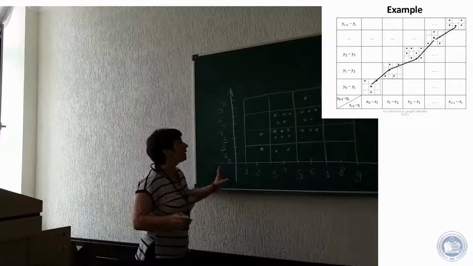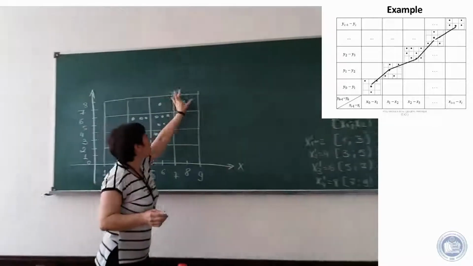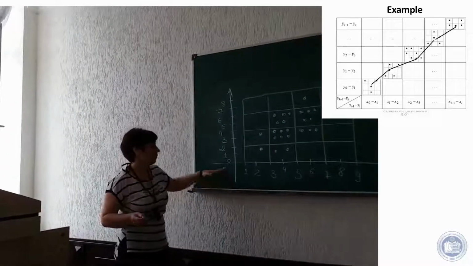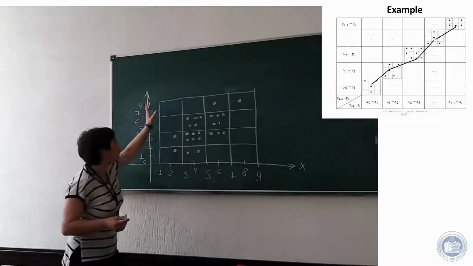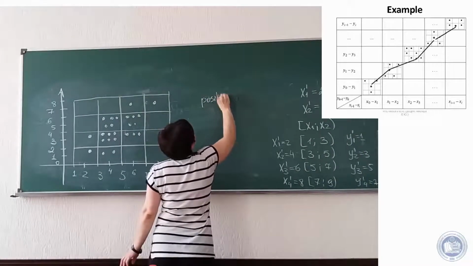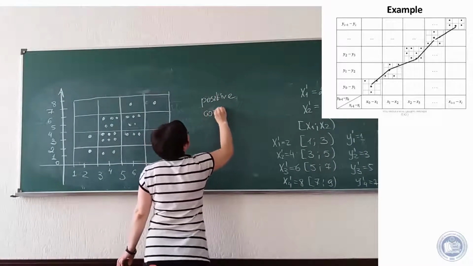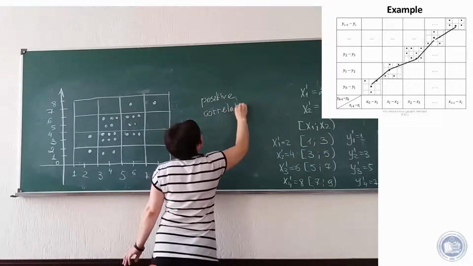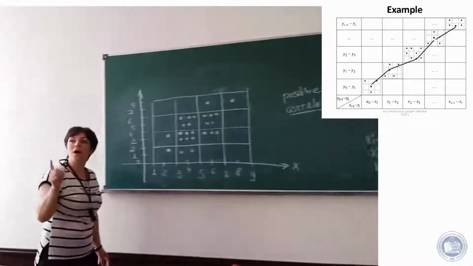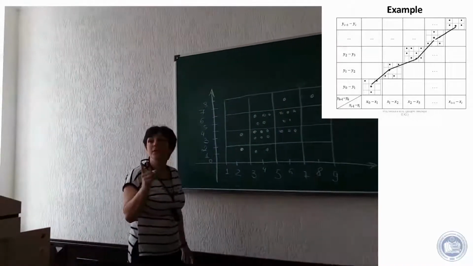Let's look at this table. What correlation do you have, positive or negative? Positive, yes. x increases, y increases. It means we have positive correlation. Okay. Now let's mark the empirical line.